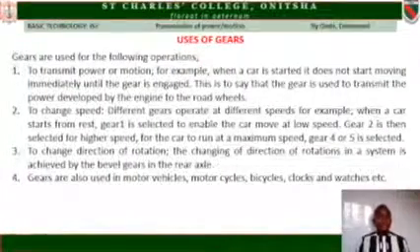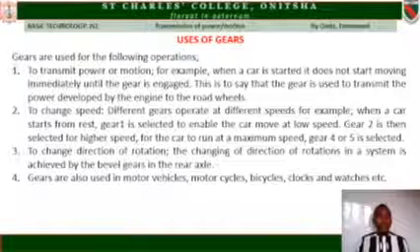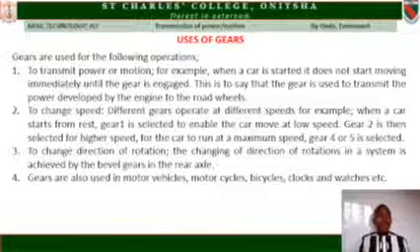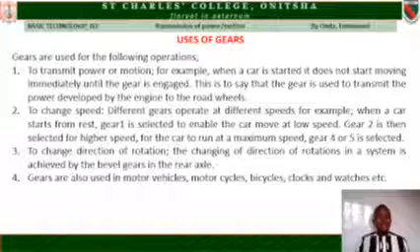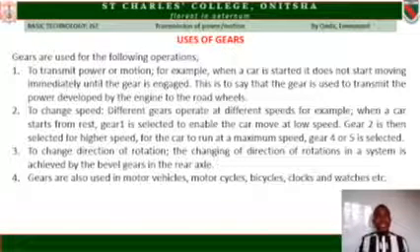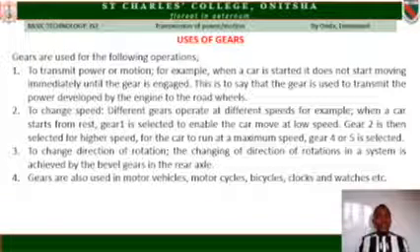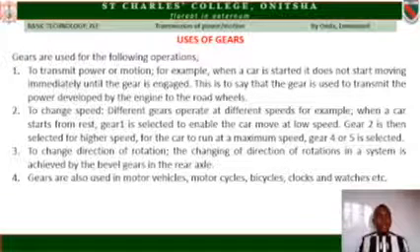Uses of gear. Gears are used for the following operations. 1. To transmit power or motion. For example, when a car is started, it does not start moving immediately until the gear is engaged. This is to say that the gear is used to transmit the power developed by the engine to the road wheels.